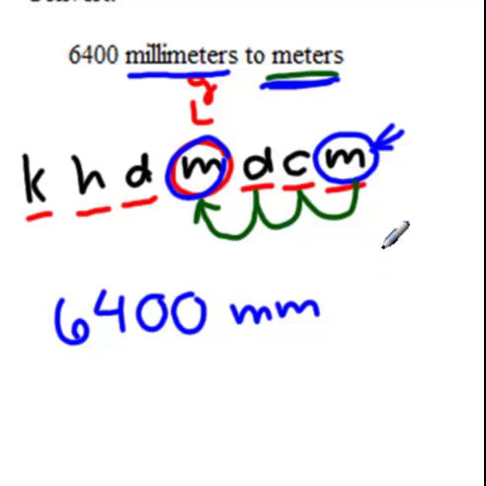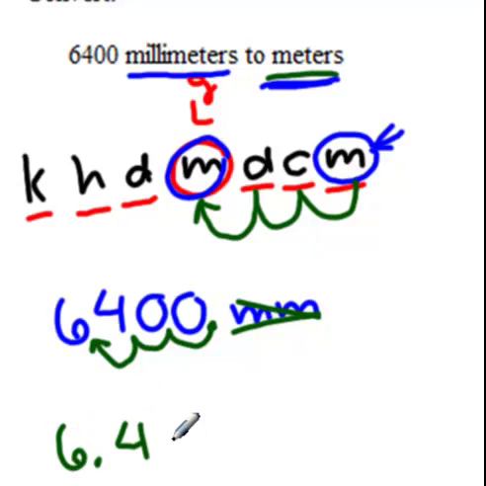In the metric system, you can do this exact movement with your decimal to get from this spot to this spot. So I'm going to take my decimal, which is here. Your decimal is always on the end if it's a whole number. And because I need to move 1, 2, 3 hops to the left to get from millimeters to meters, I'm going to hop 1, 2, 3 hops to the left. And so 6.4 meters is my answer. And I'm done.